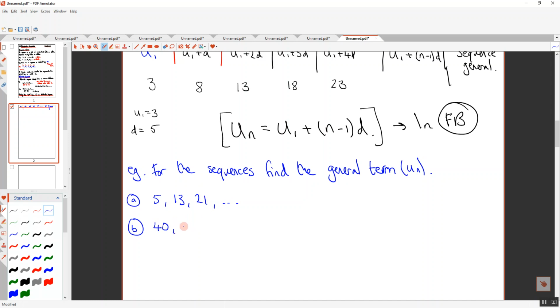40, 32, 24, dot, dot, dot. And then let's see how good our fraction skills are. 1/2, 5/6, 7/6, dot, dot, dot. Okay?